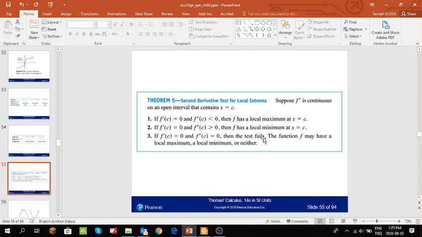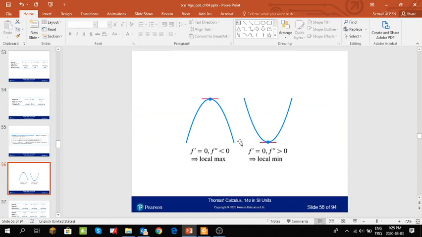And on the other hand, if the first derivative at c is 0 and the second derivative at c is 0, which means c is a critical point here, but the second derivative is neither negative nor positive, then the test fails. So it doesn't say anything to you. It doesn't say whether there's a local max, local min, or neither. So be careful about that, okay? So let's work on that.